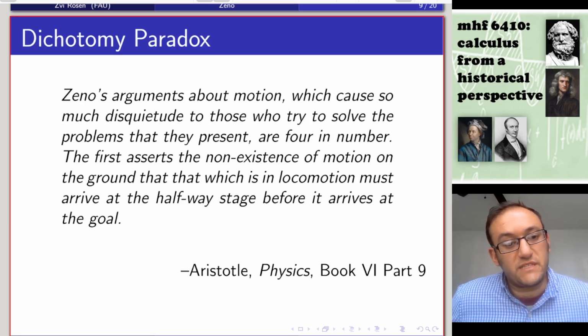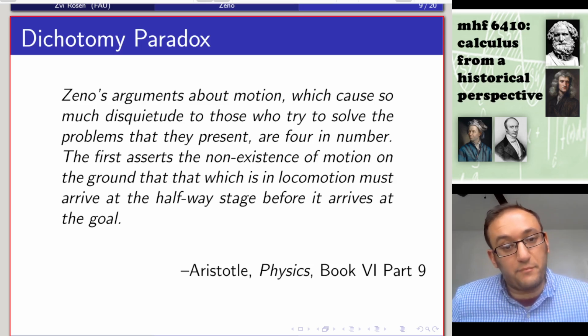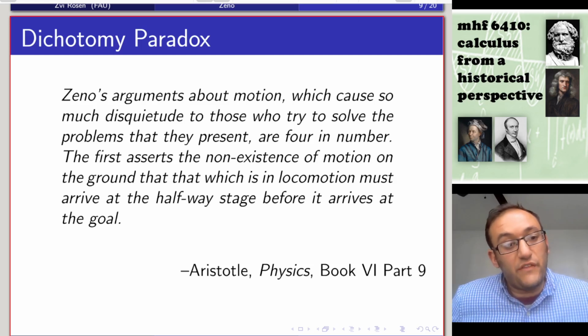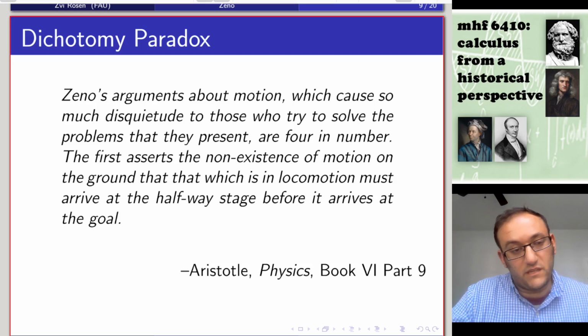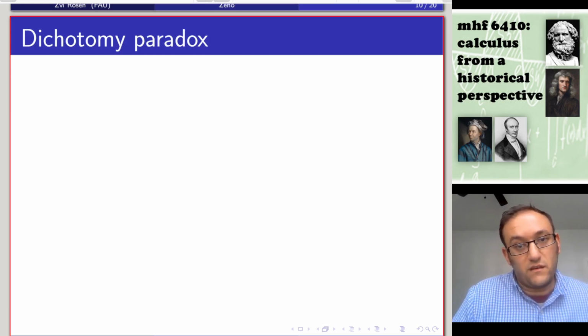So this is a quote from Aristotle: Zeno's arguments about motion, which cause so much disquietude to those who try to solve the problems that they present, are 4 in number. The first asserts the non-existence of motion on the ground that that which is in locomotion must arrive at the halfway stage before it arrives at the goal. Okay, so what's the idea here?